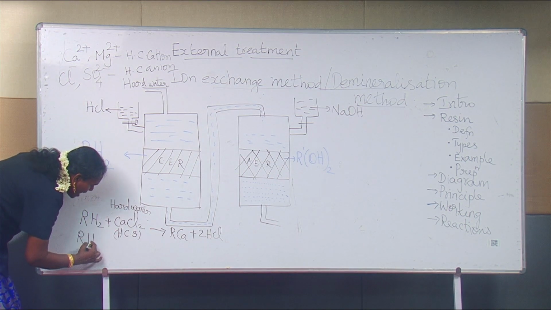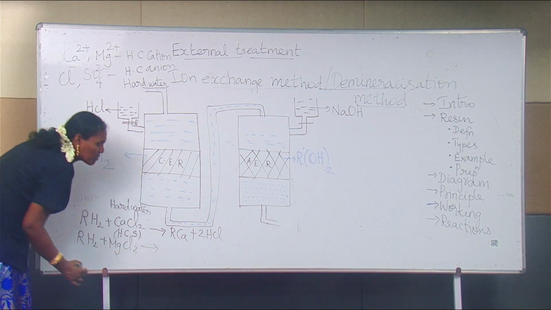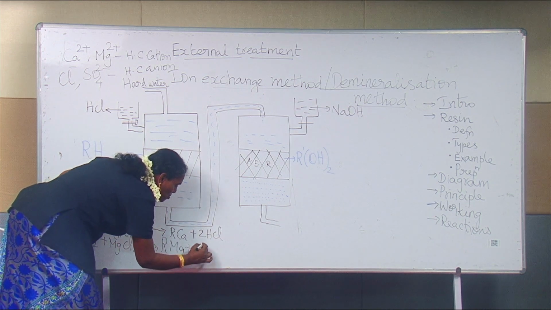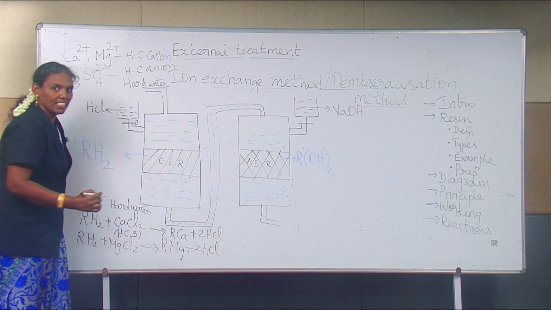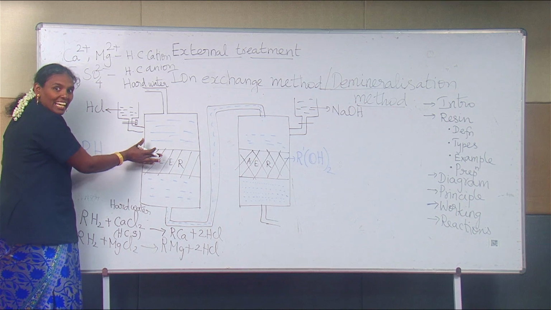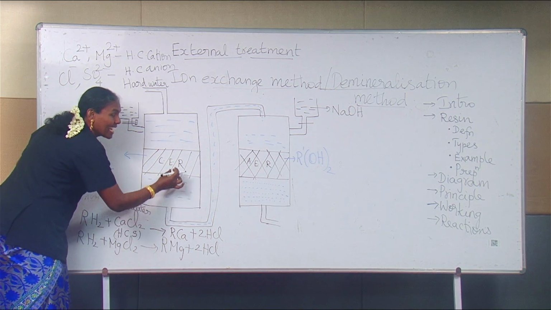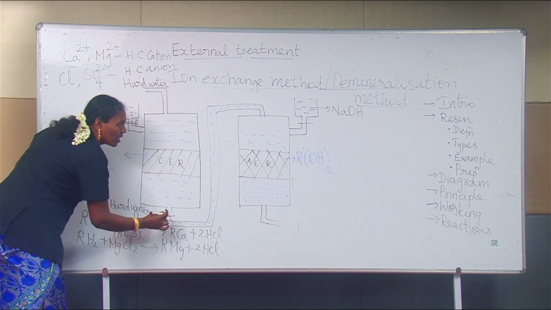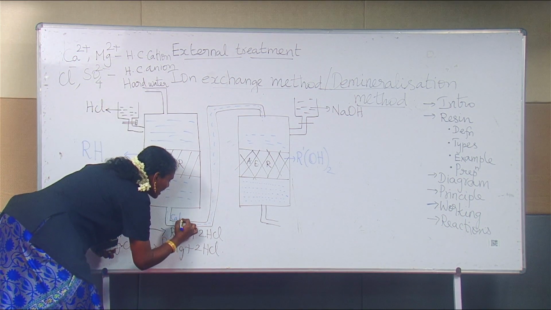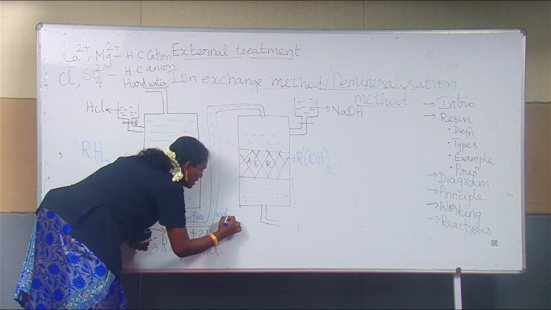RH2 plus MgCl2, if we take it, what will happen? RMg plus 2HCl. Listen, where will this RCa and RMg be present? It is present in the cation exchange resin bed itself. Clear? So the remaining water is cation-free water. You can write it here also, cation-free. Now all the hardness causing ions are removed.